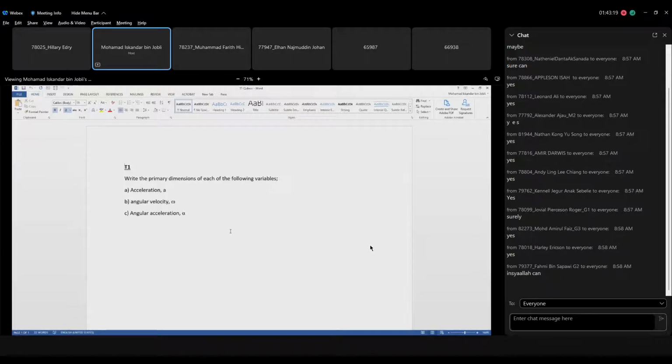So you need to try. To be honest, you literally need to try. Okay, so this is the first one. Write the primary dimensions. You don't have to write this, just acceleration, angular velocity. Angular velocity is actually angle over time.